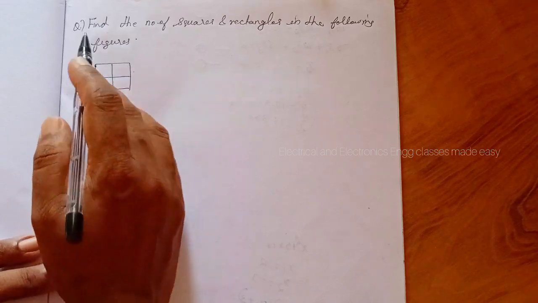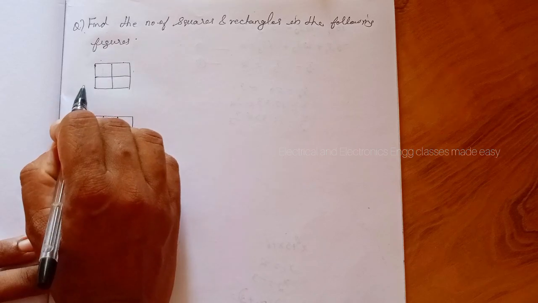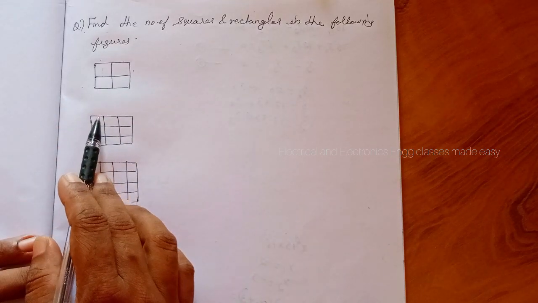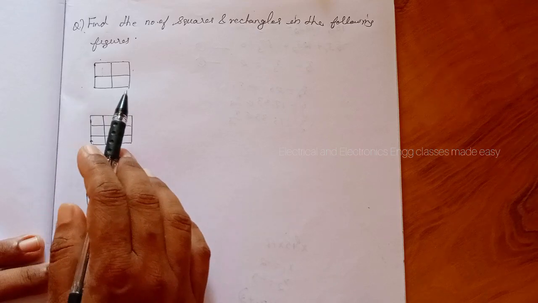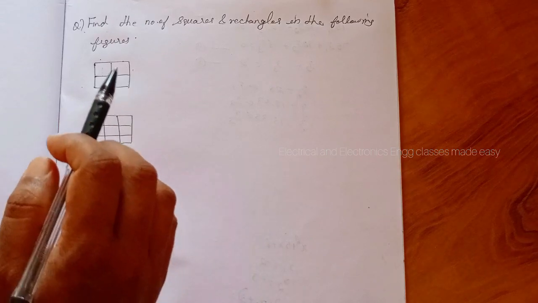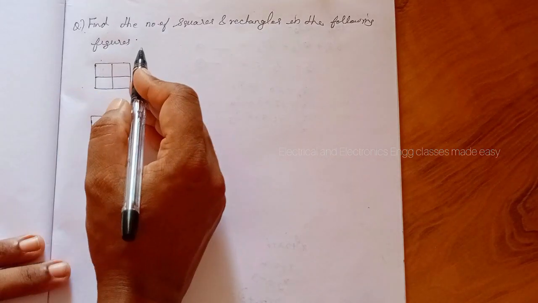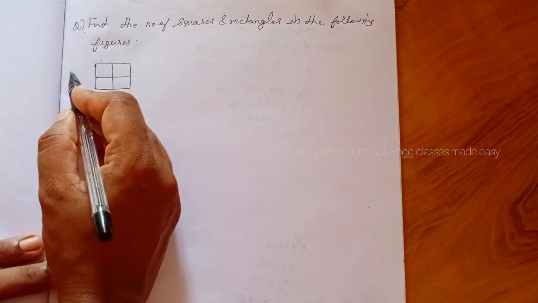Here there are two columns and two rows, and here also three columns and three rows. Here four columns and four rows. So this is a type in which an equal number of rows and columns are there. In these types, how will you find the number of squares and rectangles? So consider the first one.